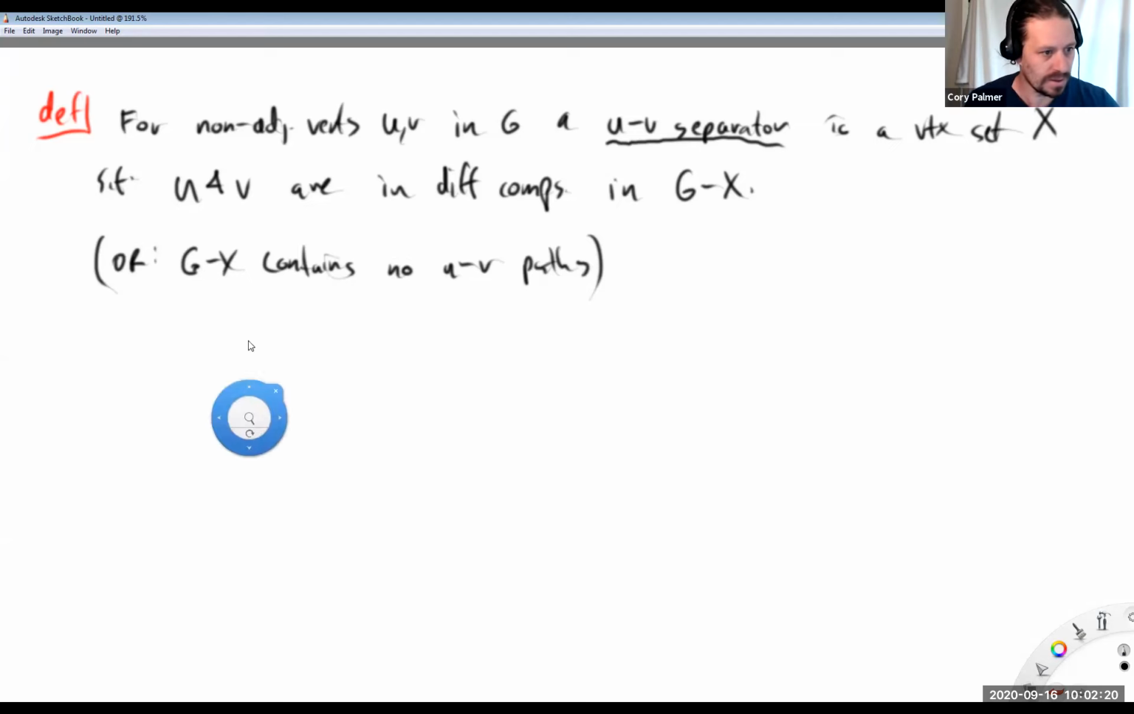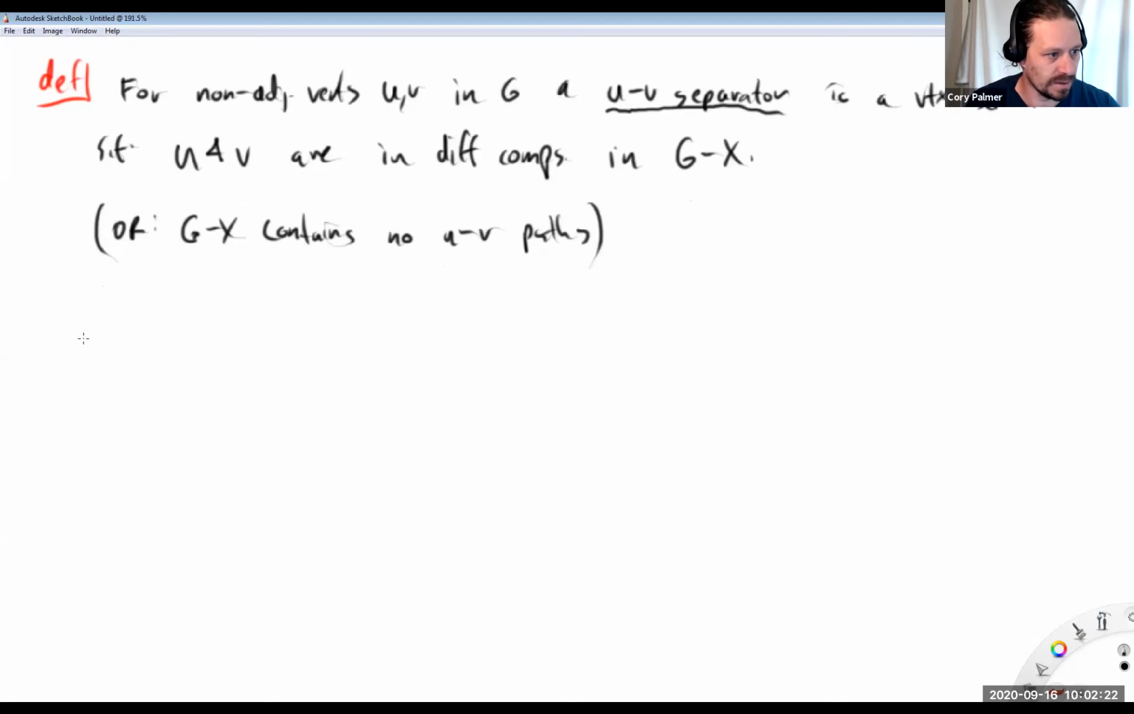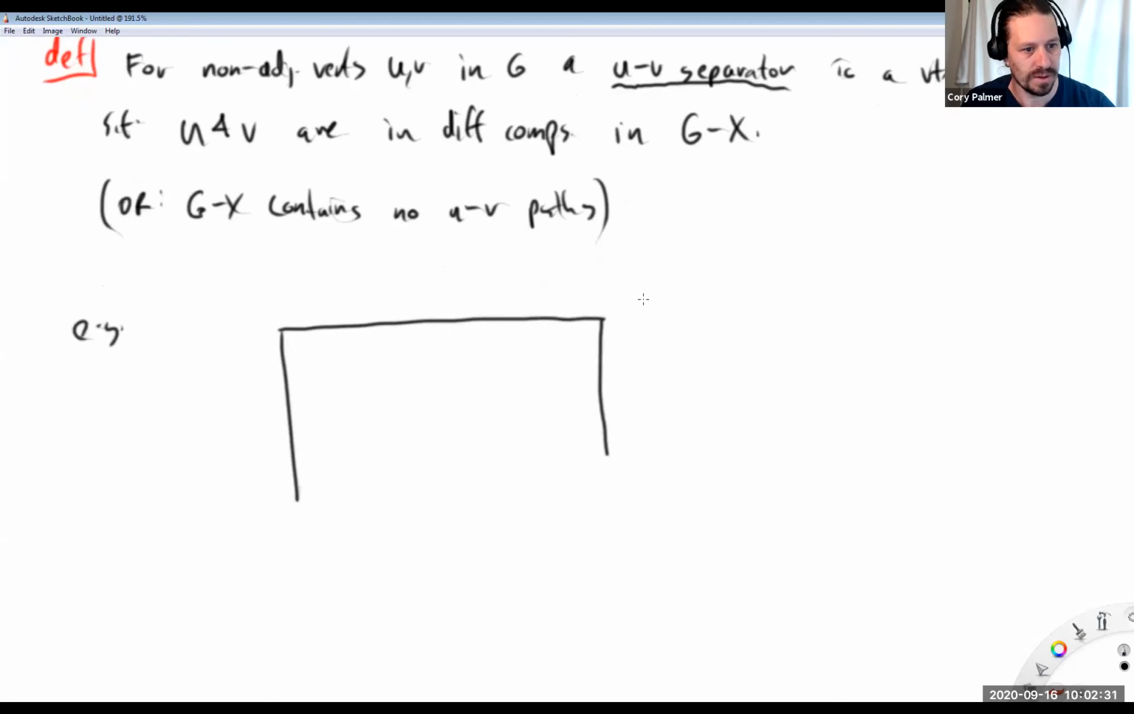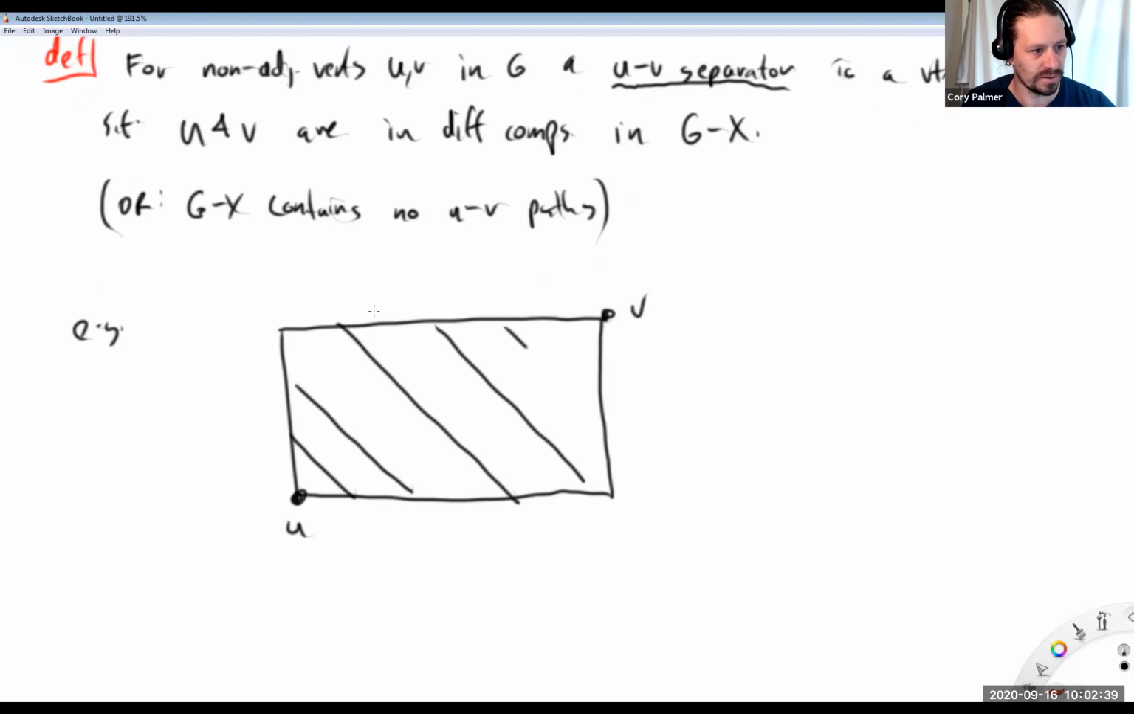I drew an example in the notes, and let me illustrate it again here. What is a separator and what is, say, a minimum separator? Let's say we've got a graph like this. Here's U on this corner and V on this corner. This doesn't have to be precise. Let's just say the vertices are wherever these lines cross each other. It doesn't matter too much. I don't want to have an edge between U and V though, because according to this definition, we're only talking about non-adjacent vertices.